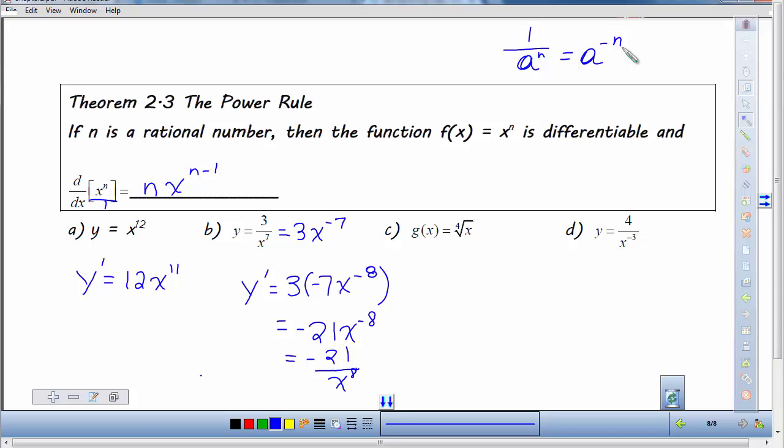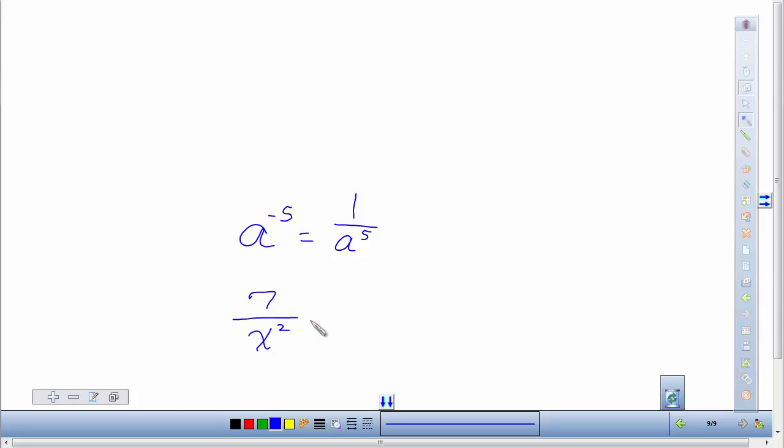All right. If I have, let's say, a to the -5, then that's the same thing as 1 over a to the 5. If I had 7 over x squared, then that's 7x to the -2. Okay, so we can move it from numerator to denominator if we change the sign of the exponent. And we only have to move the thing that has the exponent.